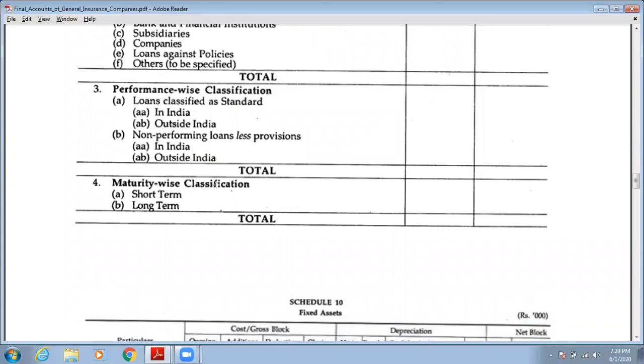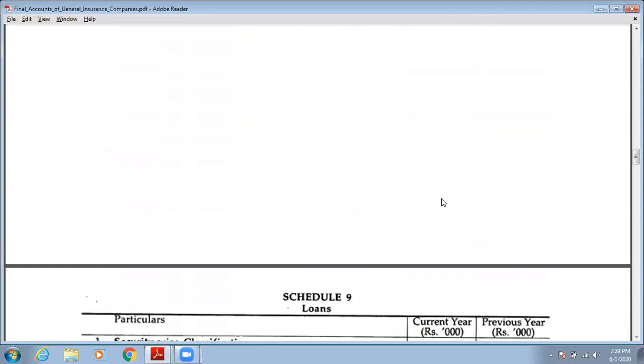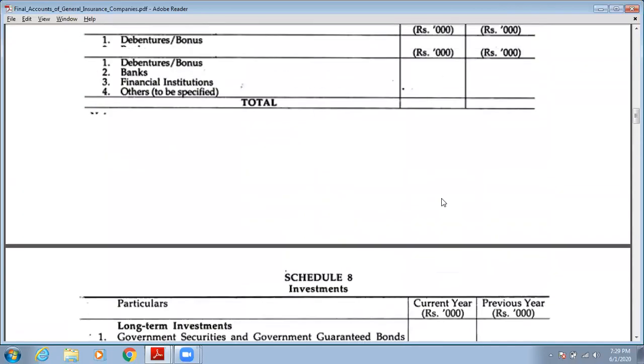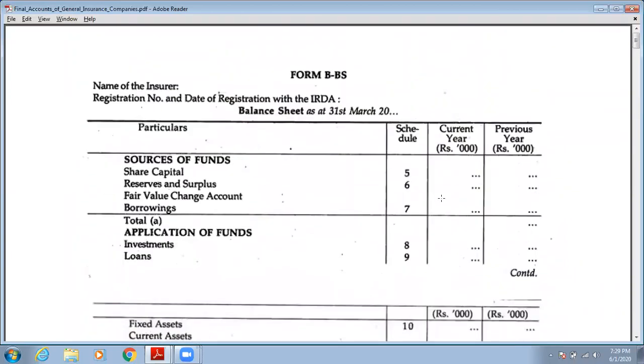Then maturity-wise classification: short term loan and long term loan. I have already told you what short term and long term are. Then you will add all these kinds of loans and write the total amount of loans in the balance sheet under Schedule 9, under the heading loans.